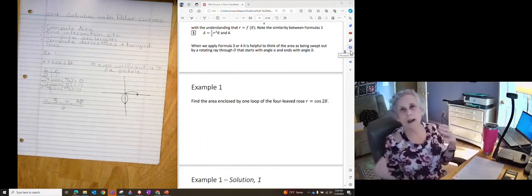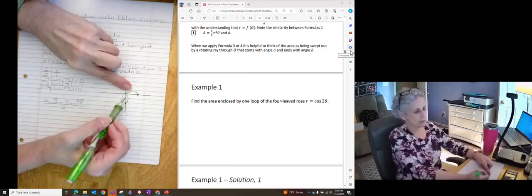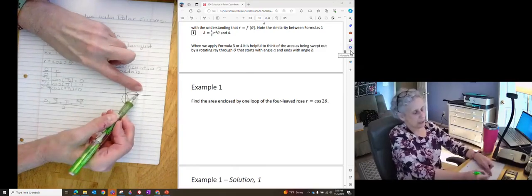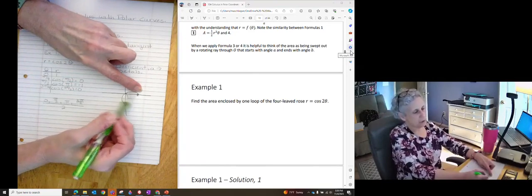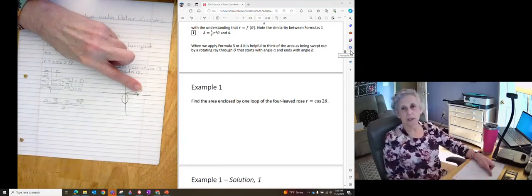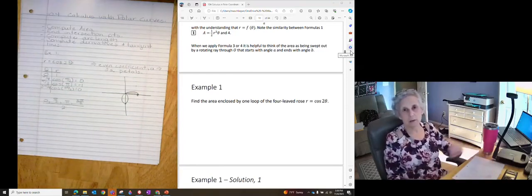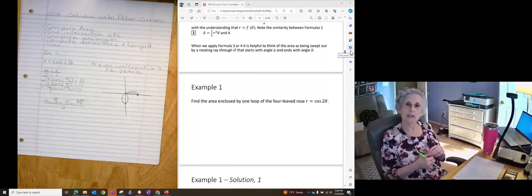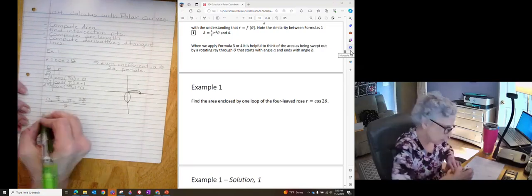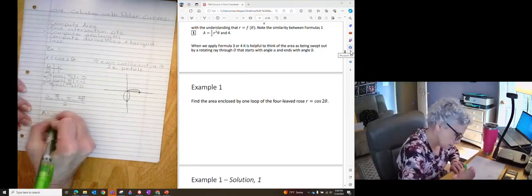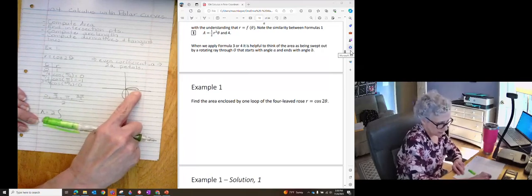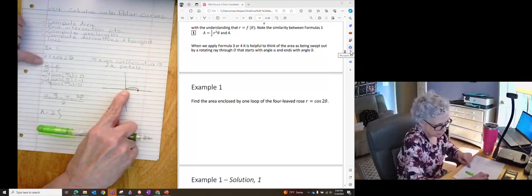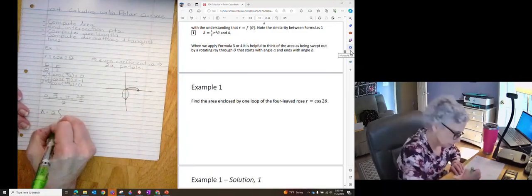So I know how my graph is being created. As theta goes from 0 to pi halves, I've drawn this top half of this loop, of this petal. So since I'm interested in the area enclosed in one loop of the 4-leafed rose, I could find 2 times the area that's drawn from 0 to pi over 4.